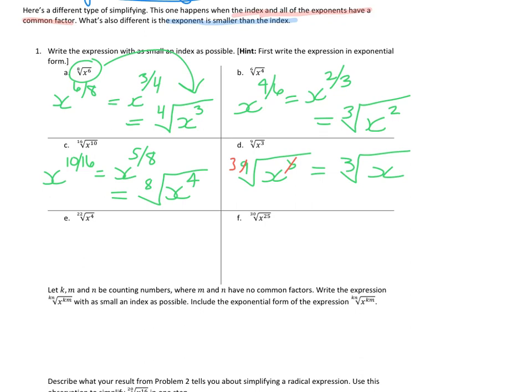So again, as a shortcut, rather than writing everything in exponential form, you're coming through and factoring out the common factor.